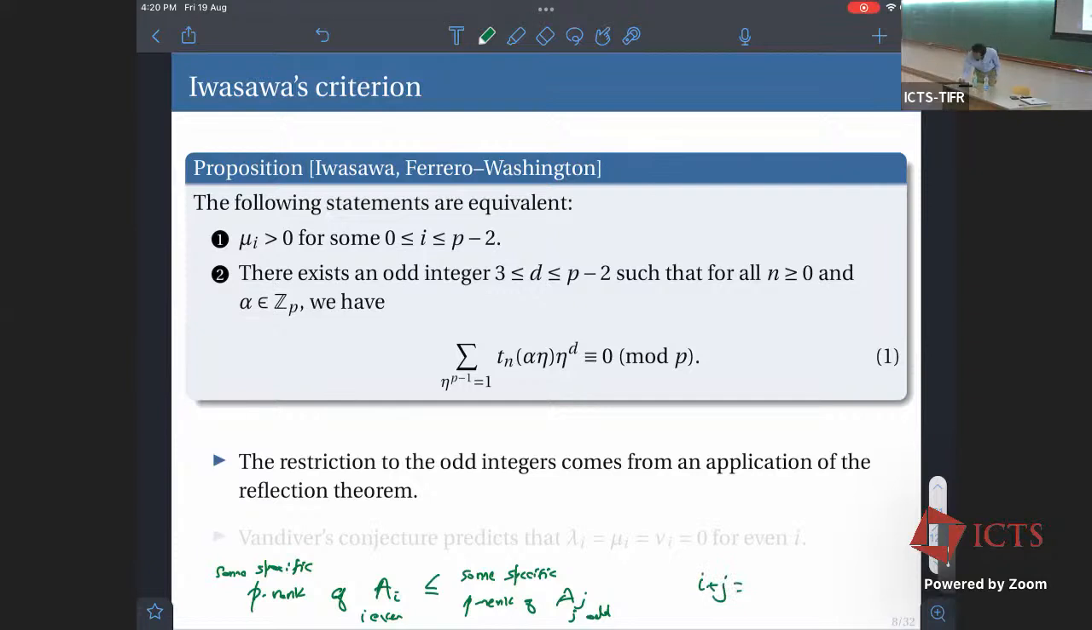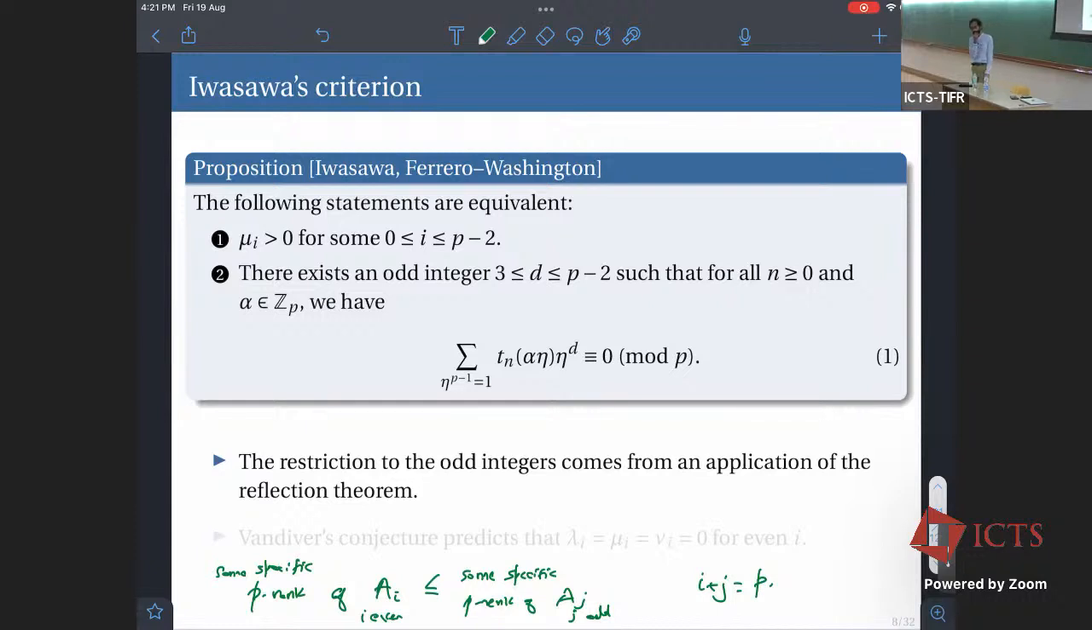Okay, thank you. So if i plus j is p, then there's a relation between the ranks. And this statement involving the mu invariant follows because if there's a positive mu invariant, then the p rank grows exponentially. So you can't have this eigencomponent having positive mu invariant and all the odd eigencomponents having 0 mu invariant.